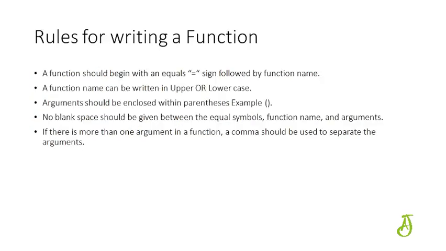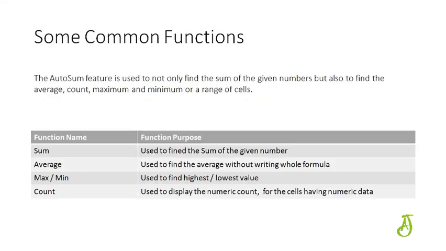Rules for writing a function. A function should begin with an equal to sign followed by the function name. A function name can be written in upper or lower case. Arguments should be enclosed within parentheses. Parentheses are brackets. No blank space should be between the equal to symbol, function name and arguments. If there is more than one argument in a function, a comma should be used to separate the arguments.